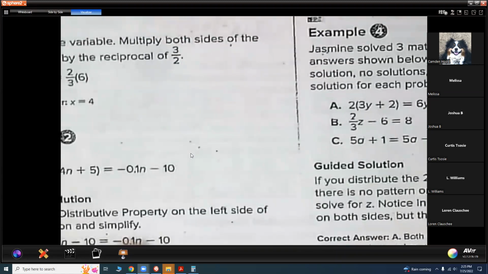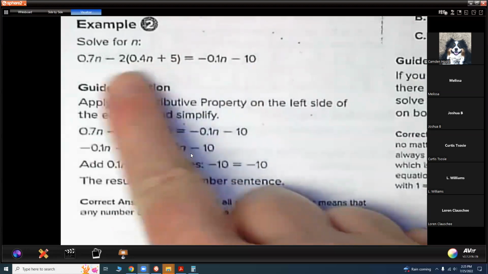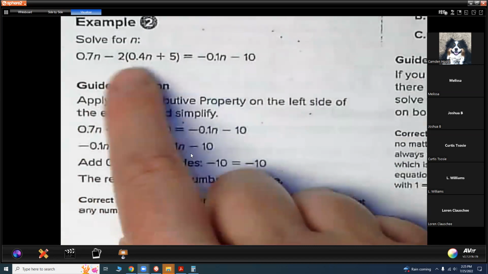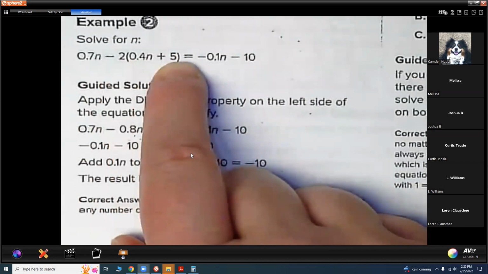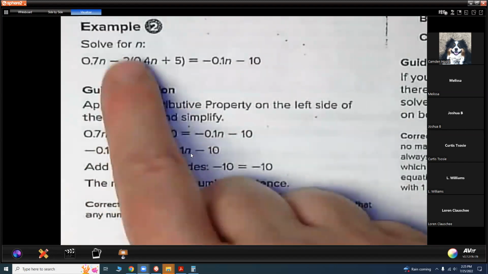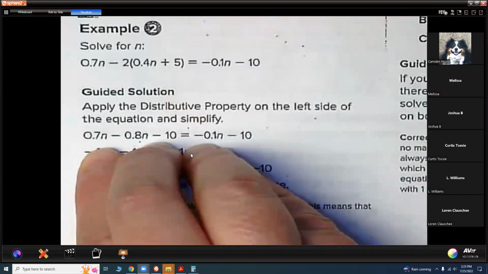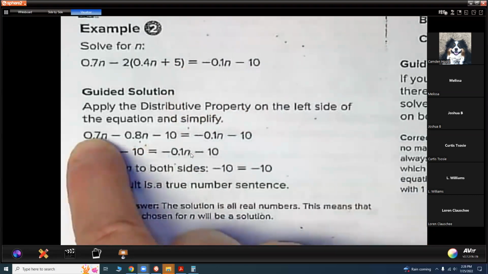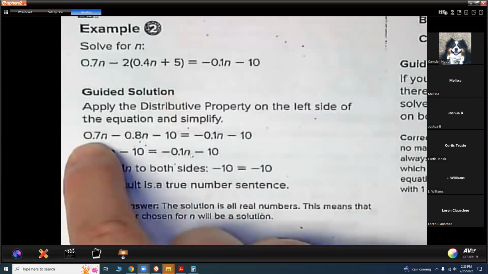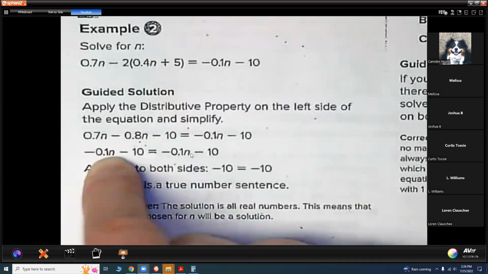Okay, so we start with the equation here. Lots of terms to combine. First, we have to distribute -2 through our parentheses to simplify that piece. So that's how we get from here to here. Okay. Does everyone see that step? So now I have to combine these two like terms first. 0.7n minus 0.8n is -0.1n.